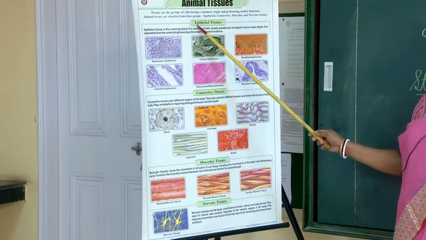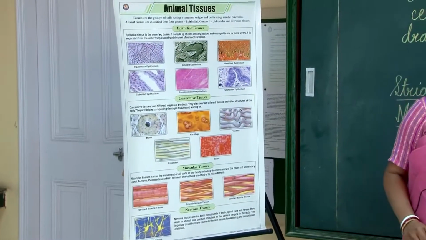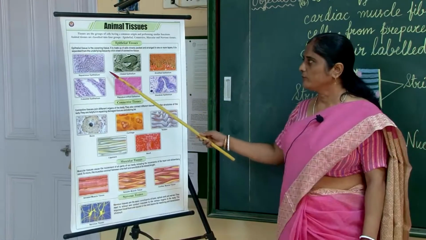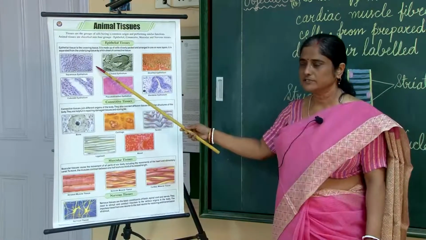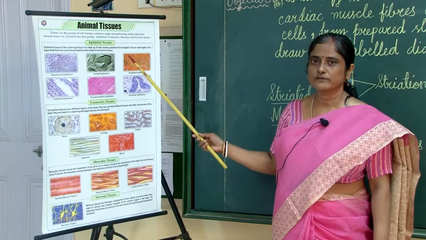Epithelial tissues are of various types such as squamous, cuboidal, columnar, ciliated epithelium. It could be made up of simple cells, a single layer of cells, or it could be made of many layers of cells called stratified epithelium.